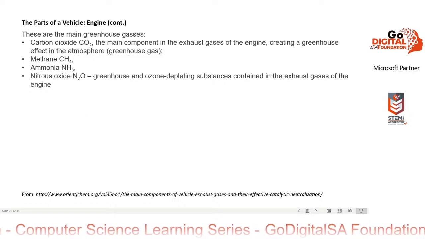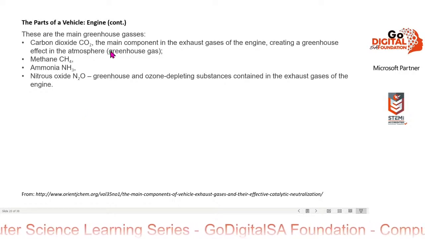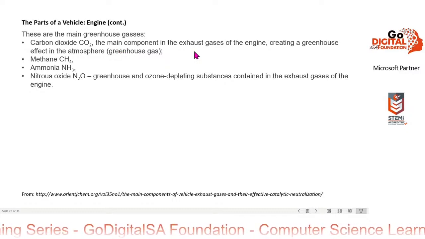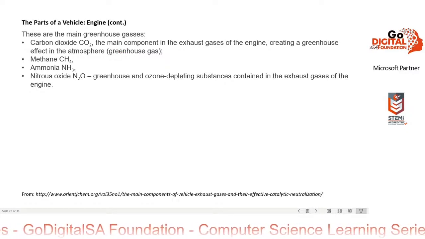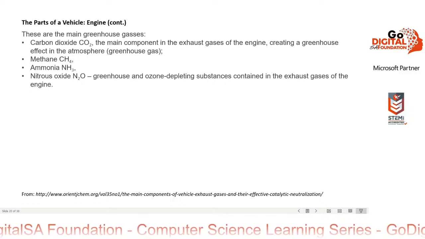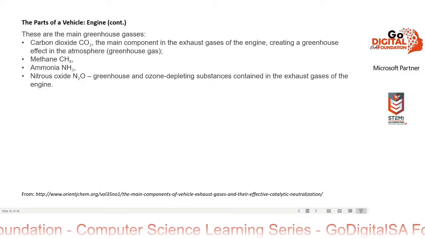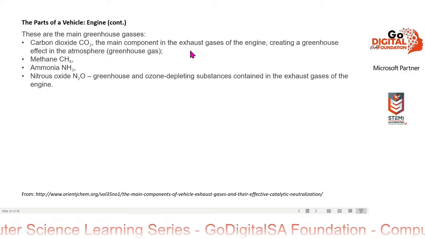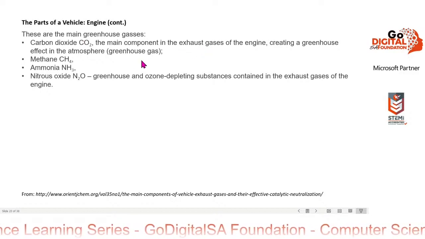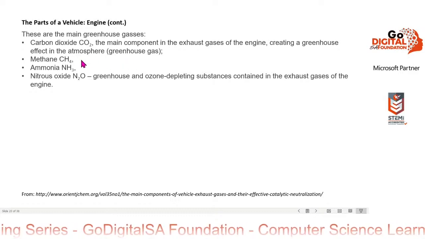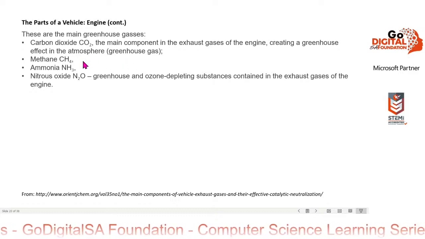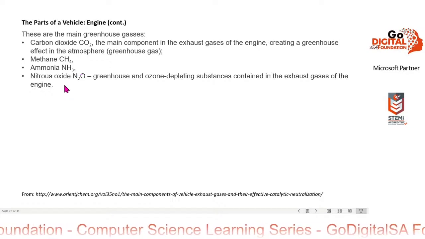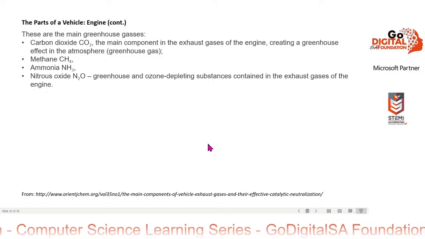So these are the main greenhouse gases. Carbon dioxide, that's the main component in the exhaust gases of the engine. It creates a greenhouse effect in the atmosphere. Okay, greenhouse effect is what is causing global warming. The atmosphere is getting warmer because the carbon dioxide acts like a blanket around the Earth. Then we got methane, which is also a greenhouse gas, ammonia, and nitrous oxide. So these are all greenhouse gases.